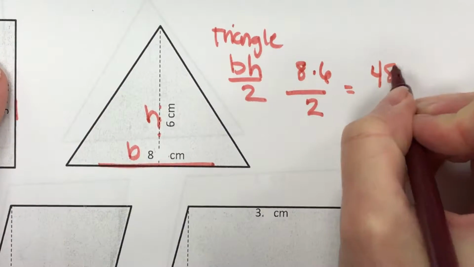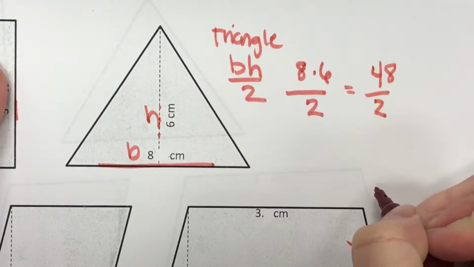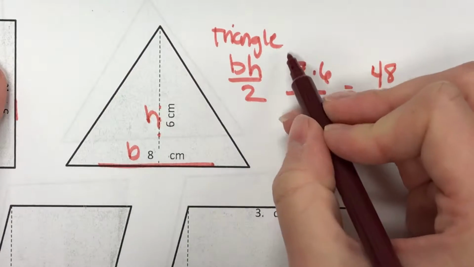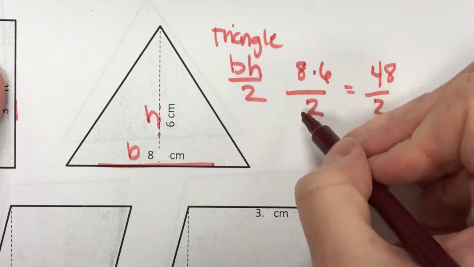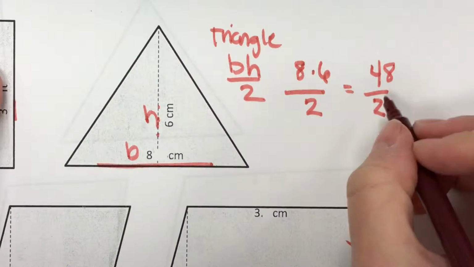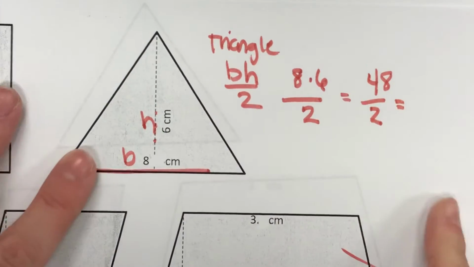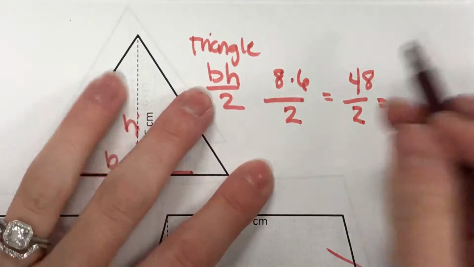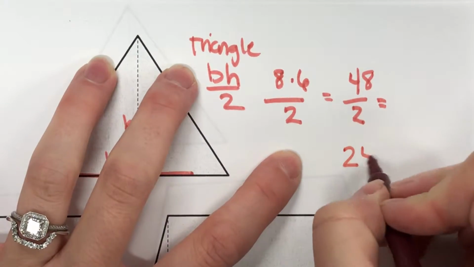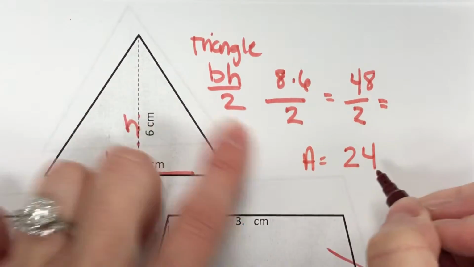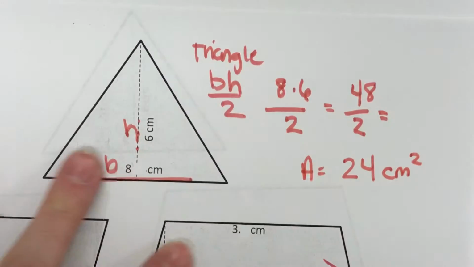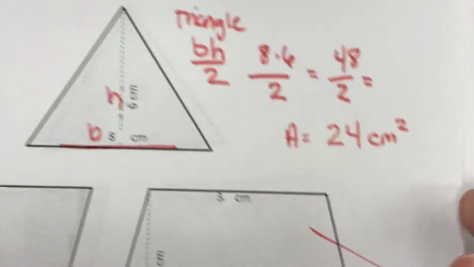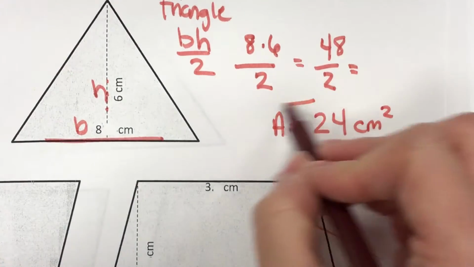So 6 times 8 is 48. Divided by 2, good. And you could do a shortcut, like if you wanted to divide first, you could do that. 8 divided by 2 or 6 divided by 2. But I'm just showing you the long way. So 48 divided by 2, like Kenneth said, 24. So the area is 24 centimeters squared. So that's how we label area, squared.